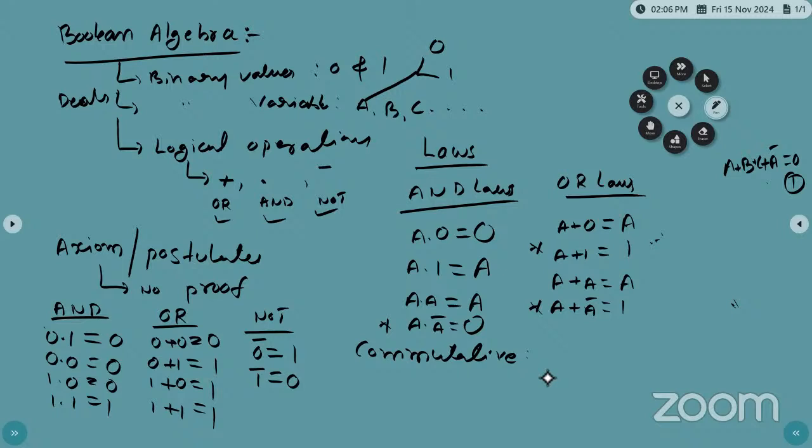Okay, what is the commutative property or commutative law in mathematics? A plus B is equal to B plus A, and A dot B is equal to B dot A. You can write it any way: A dot B or B dot A, A plus B or B plus A. So the same commutative property is applicable to our Boolean algebra also. Then what is the next one after commutative? Associative.